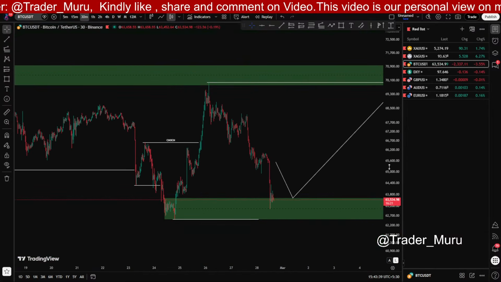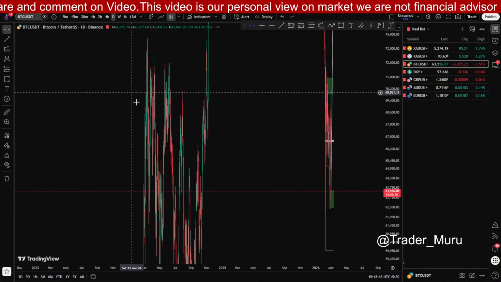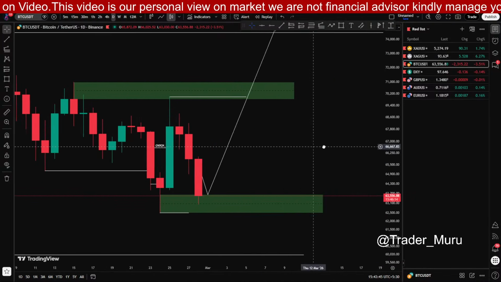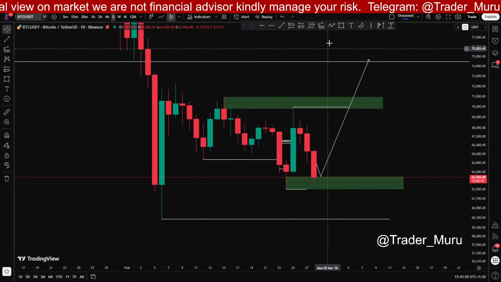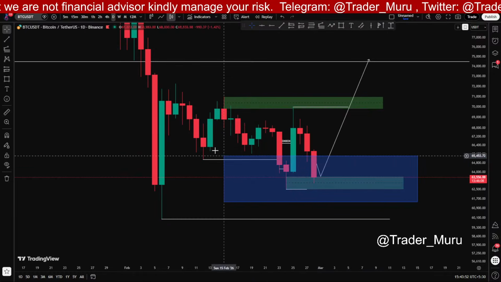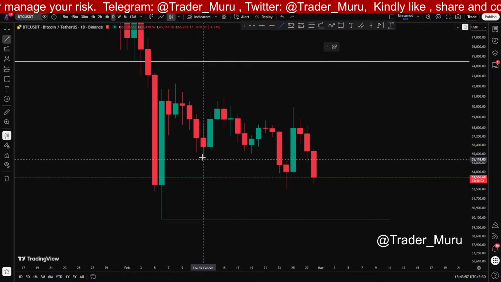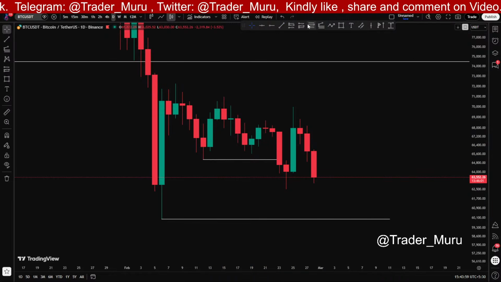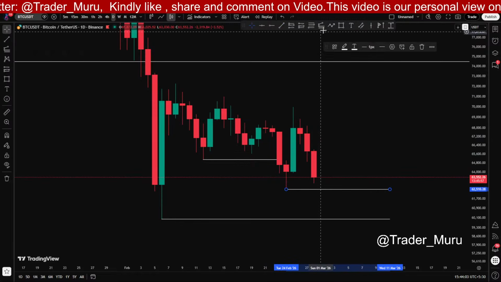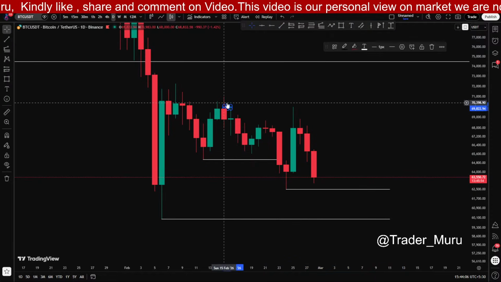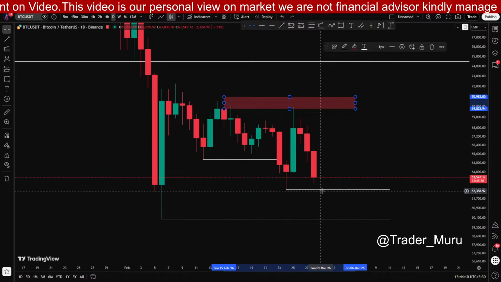Okay, if this area gets fail in BTC, what will happen? Then we will follow the 1 day time frame structure, and then I will watch for sell according to this structure. This breakout structure is still risky because we don't have any change of character here. Price is rejecting from here. So if you are going long here in BTC, be careful.